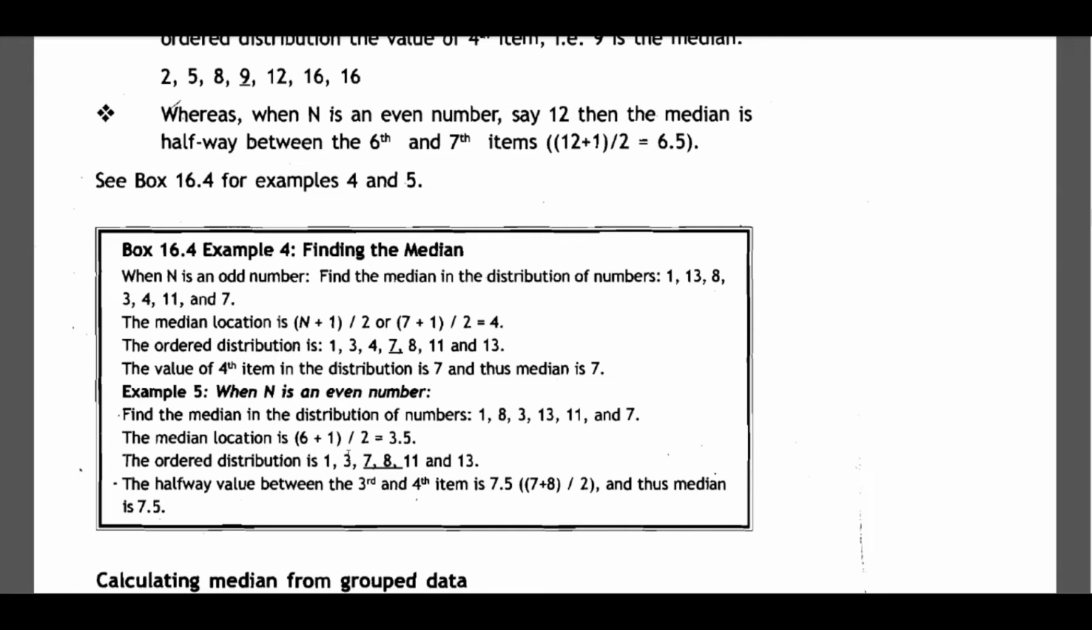And when n is an even number, here it is 6, so 6 plus 1 divided by 2 gives 3.5. So it is halfway between the third and fourth items, between 7 and 8, that is 7.5. For that we add 7 and 8 and divide by 2, so the median is 7.5. When we have two numbers in the center, we add them and divide by 2.